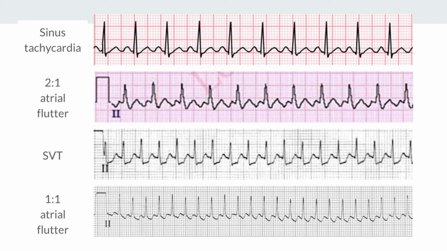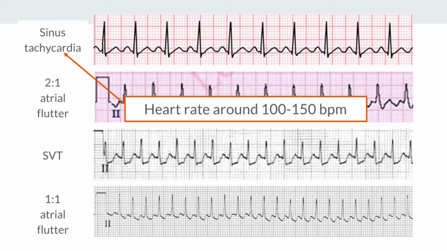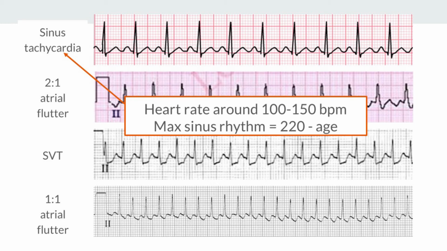They're all examples of tachycardia that are originating from above the ventricles, and here are a few things we can do to better differentiate them. Sinus tachycardia will usually have a rate between 100 and 150 beats per minute. Physiologically, there's a limit to how fast a heart can beat while still in sinus rhythm, and that number is about 220 minus your age. So if you're 20 years old, the fastest your heart can beat while still in sinus rhythm is about 200 beats per minute.